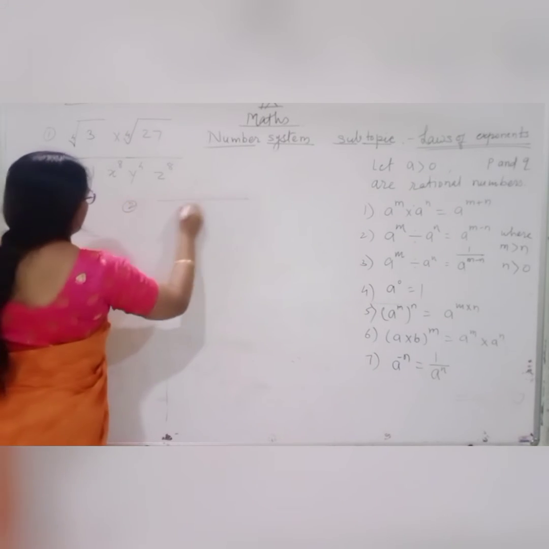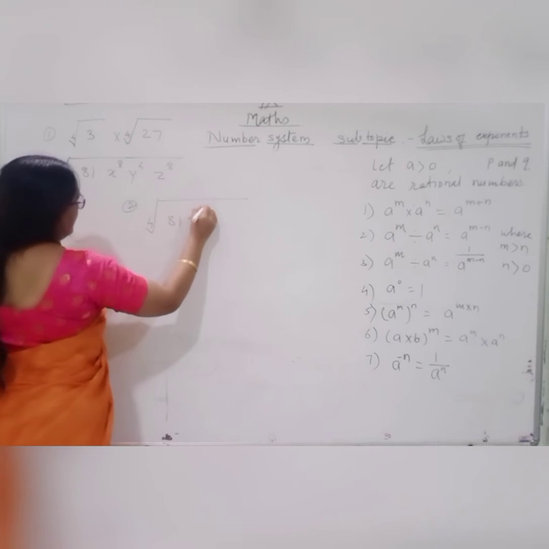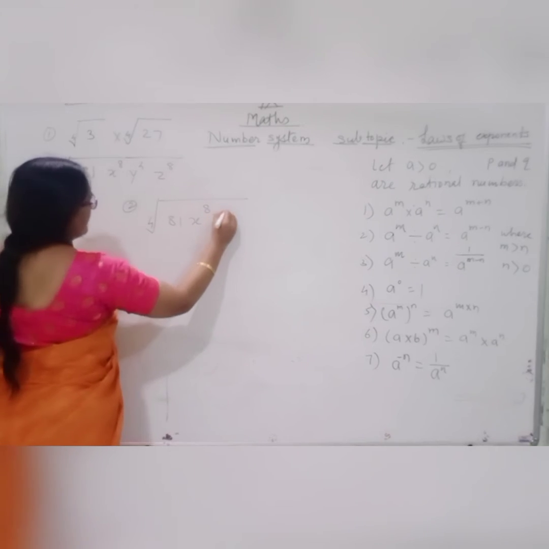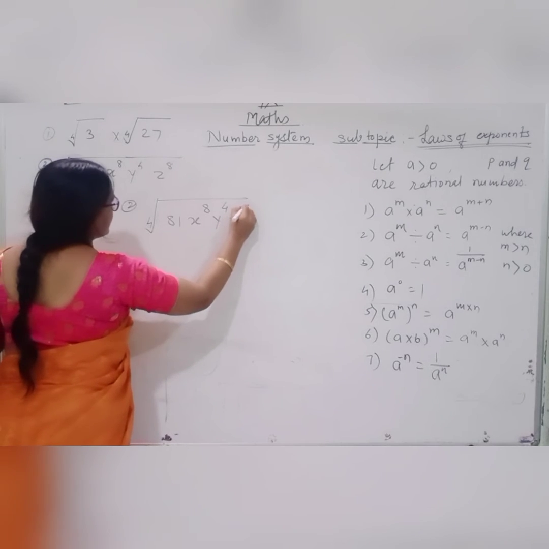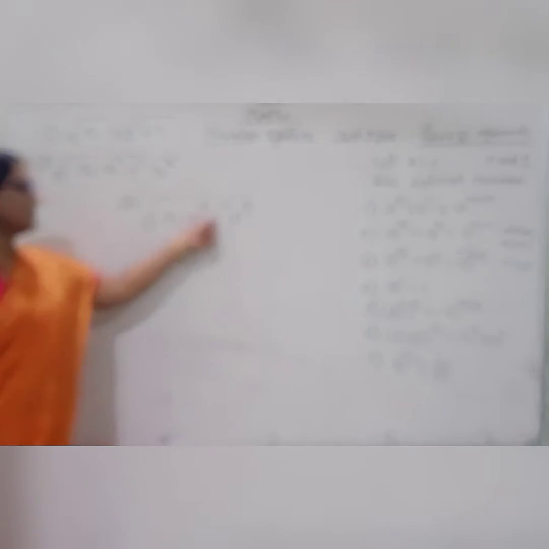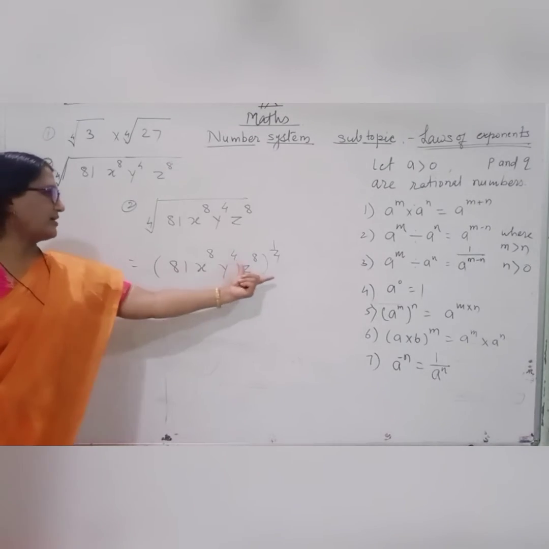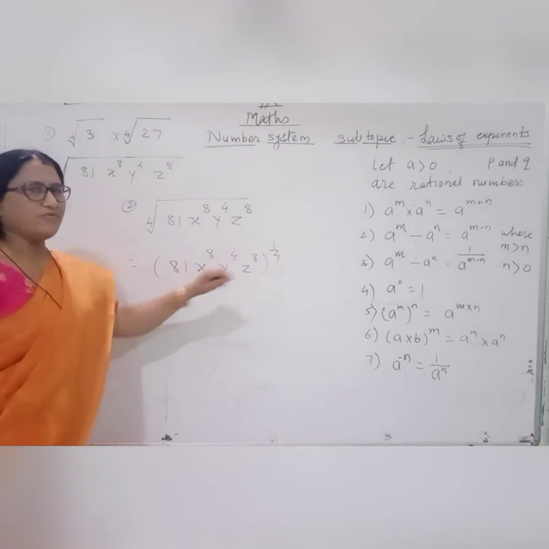Second example. 4th root of 81 multiplied by x raised to the power 8 multiplied by y raised to the power 4 multiplied by z raised to the power 8. Sign is not there between numbers, that means always multiplication is there. Okay, we can write this in the form of 81 multiplied by x raised to the power 8 multiplied by y raised to the power 4 multiplied by z raised to the power 8, all raised to the power 1 upon 4. Isn't it? Fourth root of this number you can write like this, raised to the power 1 upon 4.